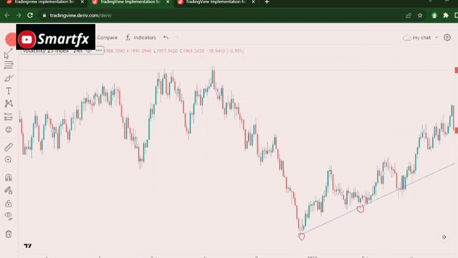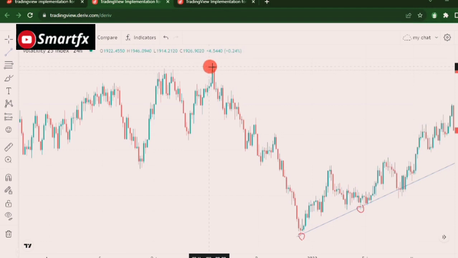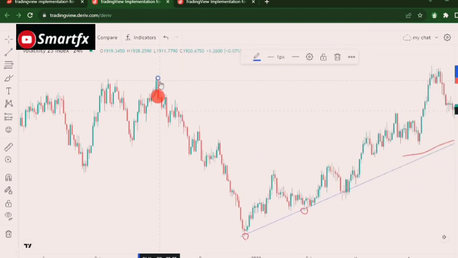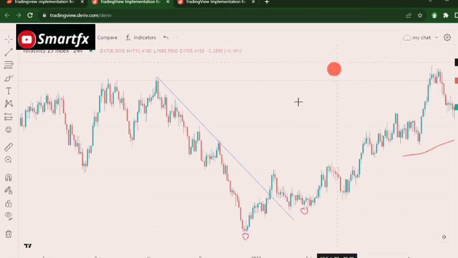Okay, so basically this is a downtrend, as you can see here. This is a downtrend. As you can see, you draw your trend line. So in this case, let me delete this other trend line so that I will not confuse things. So in this case, you draw your trend line. This one line here.